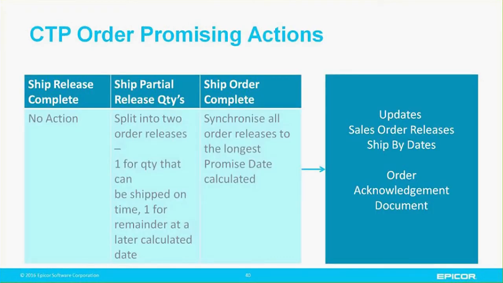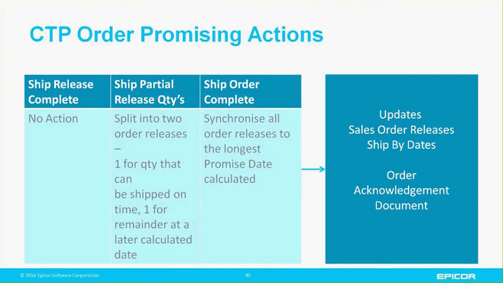Once all the expected shipment dates for requirements on the sales order have been calculated, it is then possible to adjust the shipment dates through the use of order promising actions. There are two options available. The first is the ship complete option. This will alter the ship by date of all shipments on the order and synchronize each shipment to that of the longest lead time item on the order. The objective being to ship all the requirements on the order together so the order is shipped complete on one shipment. The second is to rerun CTP using the ship partial quantities.